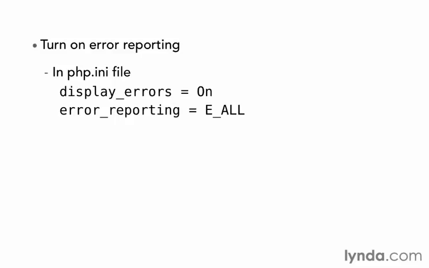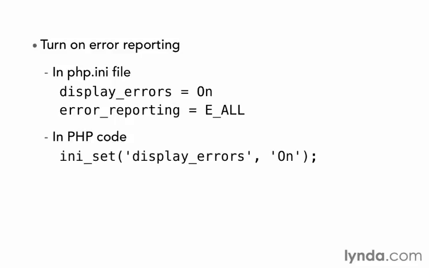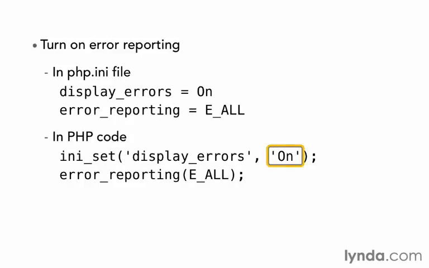We can also set the error reporting on the fly in our PHP code. This is especially useful if we are working on a server where several people are sharing a copy of PHP. The php.ini file might not have the settings that we want customized for our little bit of code. So in that case, we can use the function ini_set to set the value as if it had been set in the ini file. So I can set display errors to be turned on, and I can set error reporting using the error_reporting function. Notice that on is the word on, it's a string, but error reporting is using a constant. E_ALL is a constant. It does not get quotes around it.